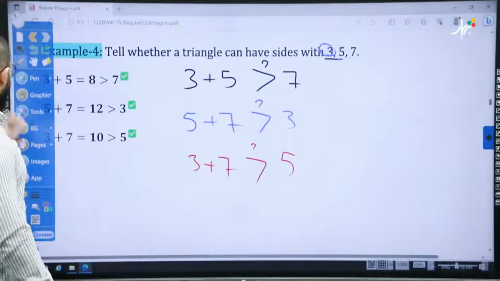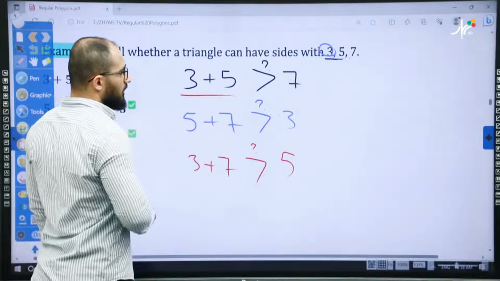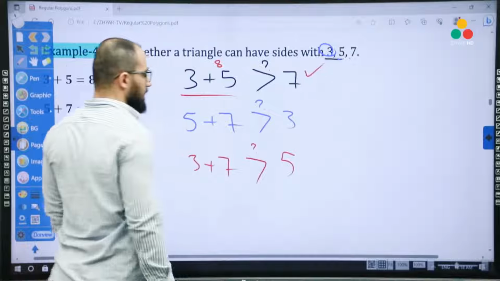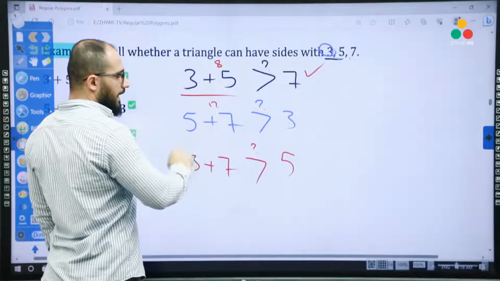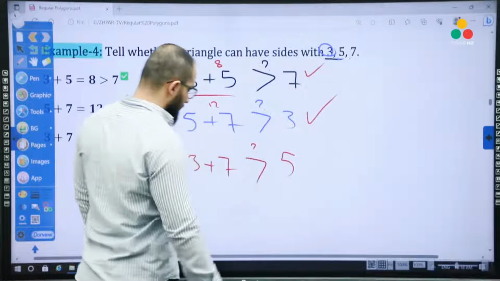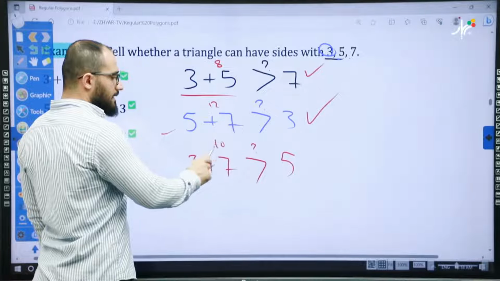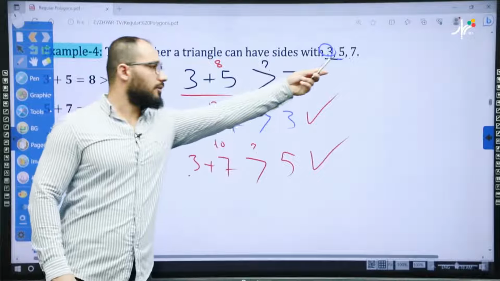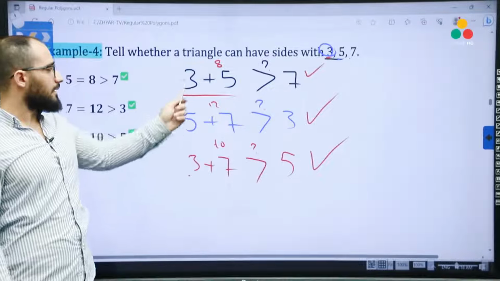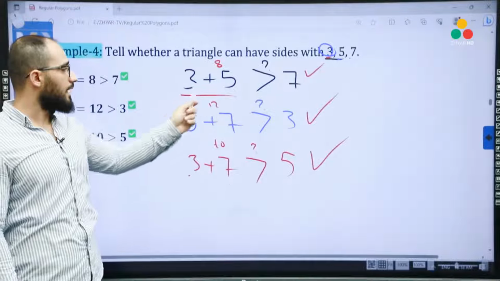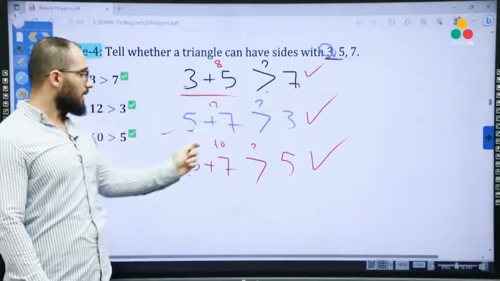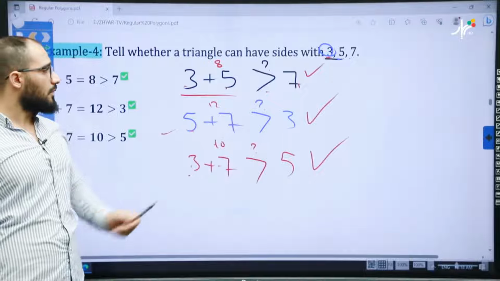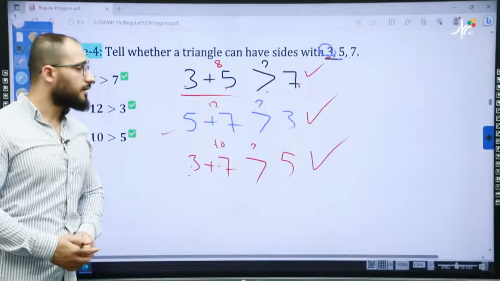So let's test it. First one, 3 plus 5 is 8. Is 8 greater than 7? Of course, it is greater. 5 plus 7 is 12. Is 12 greater than 3? Yes, of course. 3 plus 7 is 10. Is 10 greater than 5? Of course, it is greater. So these three numbers apply the inequality theorem that says the addition of two sides is greater than the third one. So 3, 5, 7 are going to make a triangle.